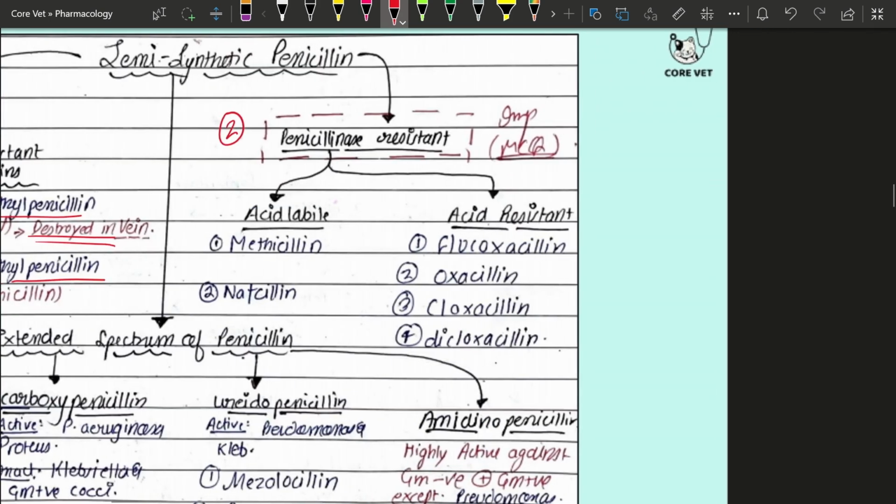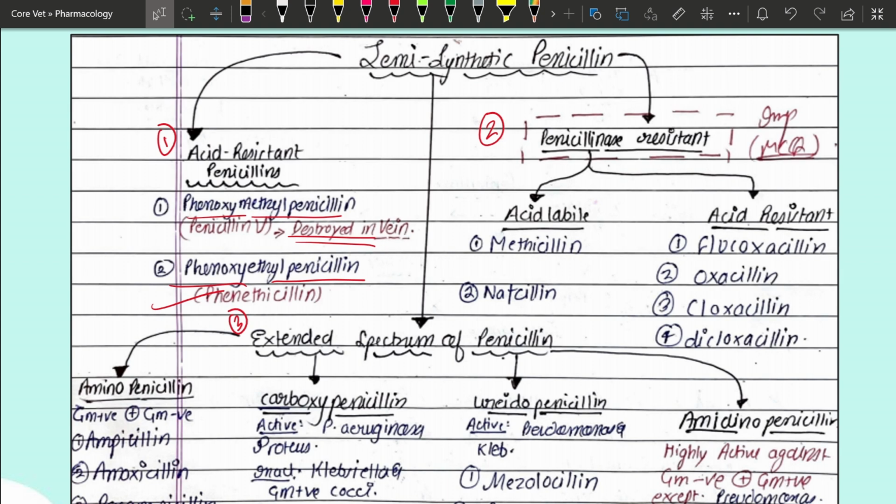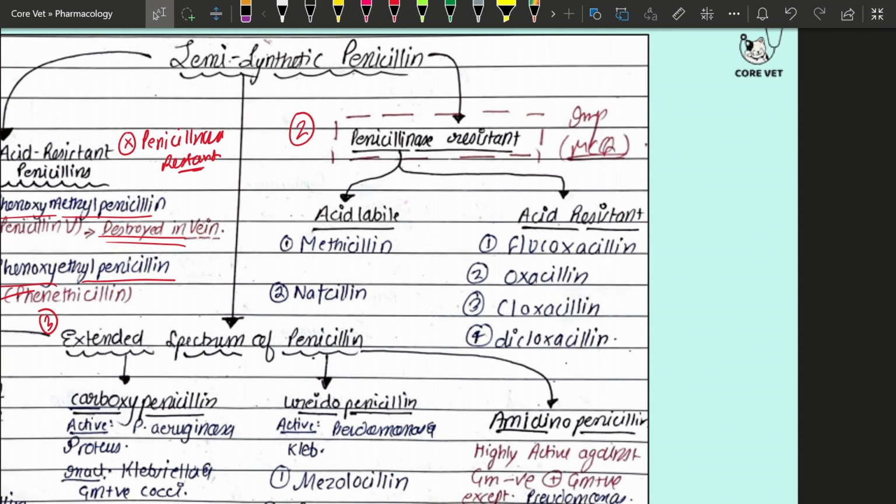So coming on to the next, which is the penicillinase resistant. See, these were also acid resistant, but not penicillinase resistant, right? But in the class of the penicillinase resistant, there is acid labile and acid resistant. Means these which are acid resistant under the class of the penicillinase resistant, they are both the acid resistant as well as the penicillinase resistant, right? That's the difference between the two.